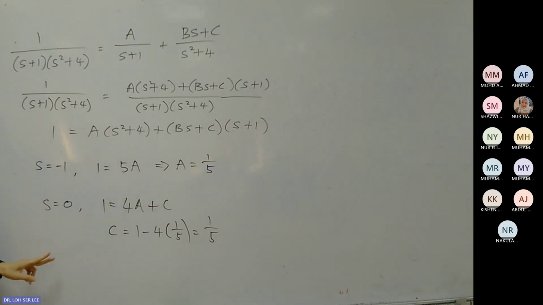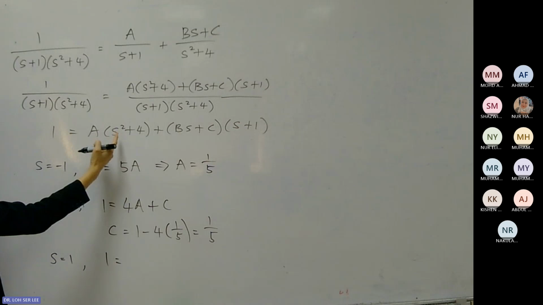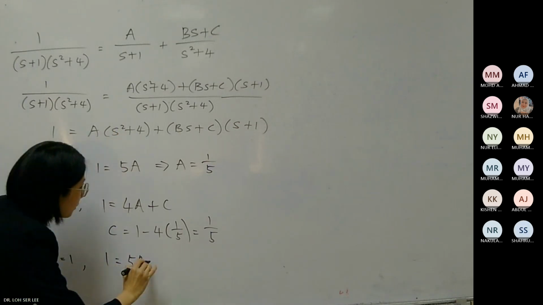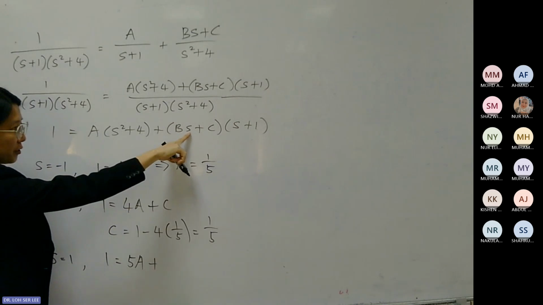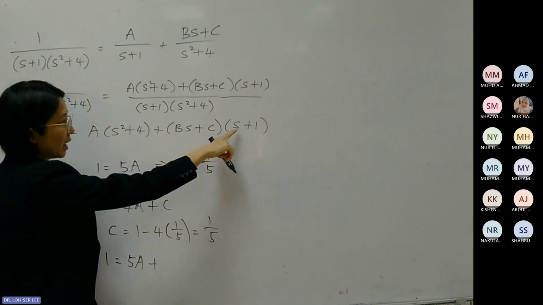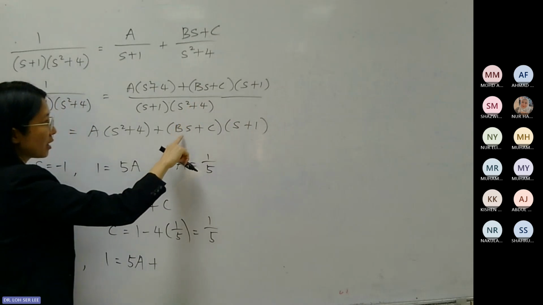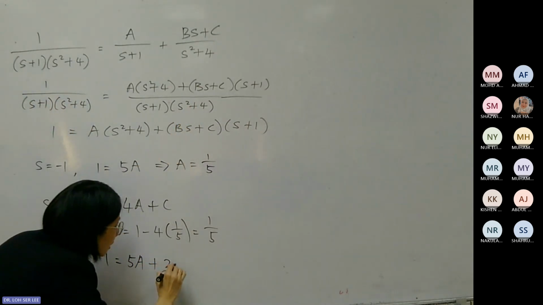So what we choose, you just choose a small value, 1, because we have already got A and C. We can get B later. So when s is 1, simply choose one value. Substitute all s by 1, you get 1 equals 5A. When s is 1, you have B plus C, again this is B plus C. s is 1, you get 2. So 2 times B plus C, that means 2B and 2C.